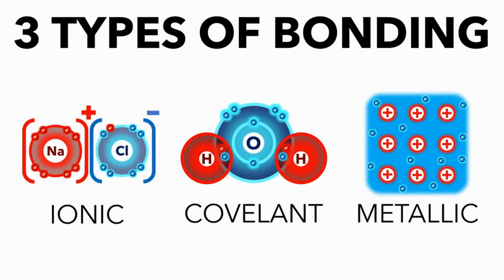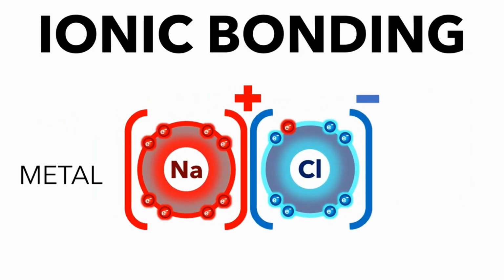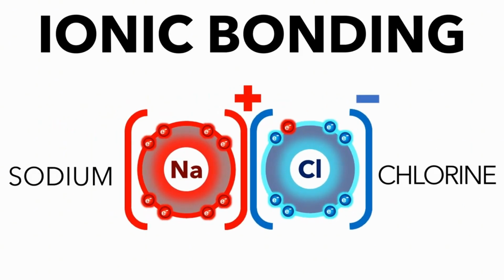This video explains how the three types of chemical bonding work. First, ionic bonding between metal and non-metal atoms. For example, sodium and chlorine.